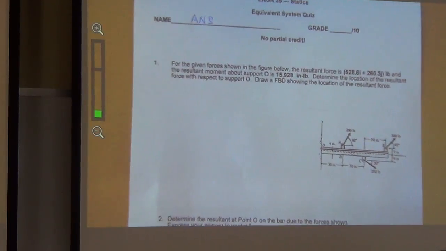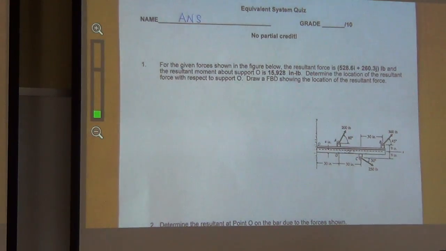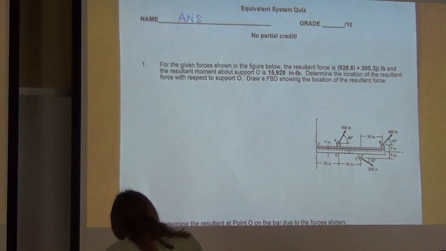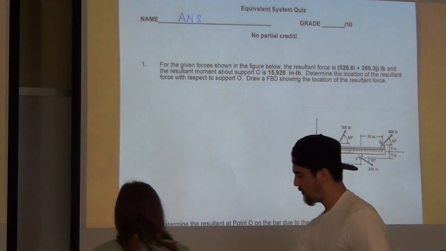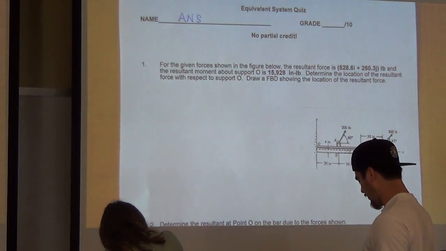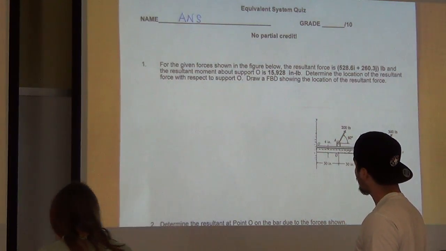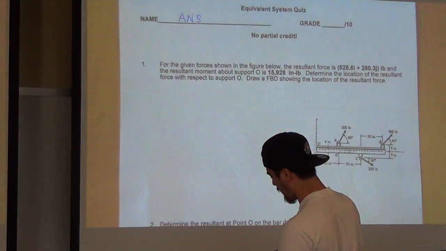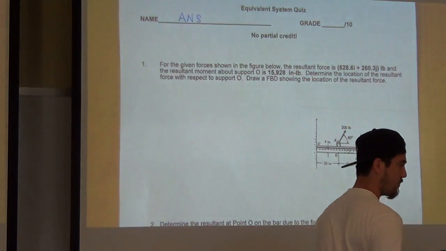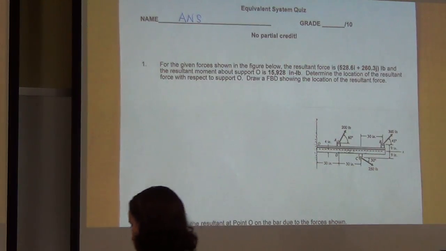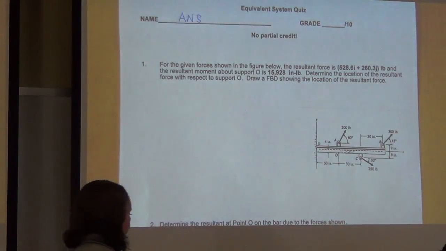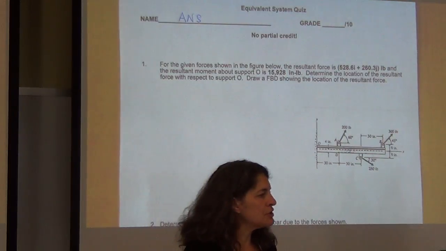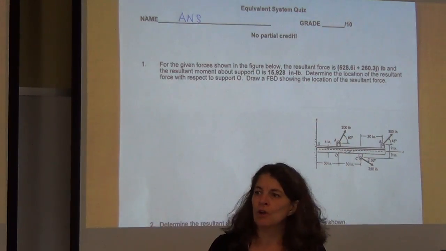Okay, so if you read the problem, for the given force shown in the figure, the resultant force is that, and the resultant moment is that at point O. Determine the location of the resultant force with respect to point support O, and draw a free body diagram showing the locations. So what kind of problem is this? Force location problem. So it's an equivalent system problem, and there are two different types of equivalent system problems. One is force location, and the other one is force moment.